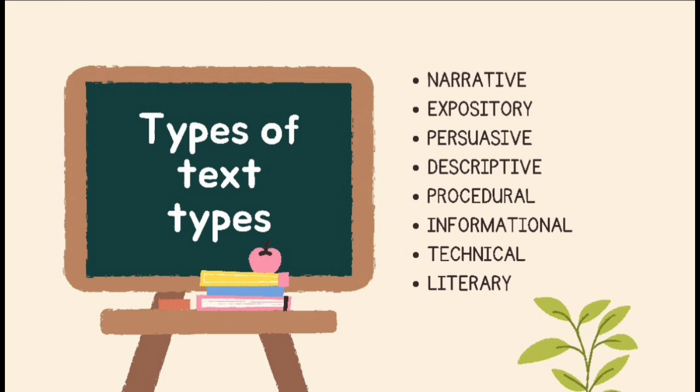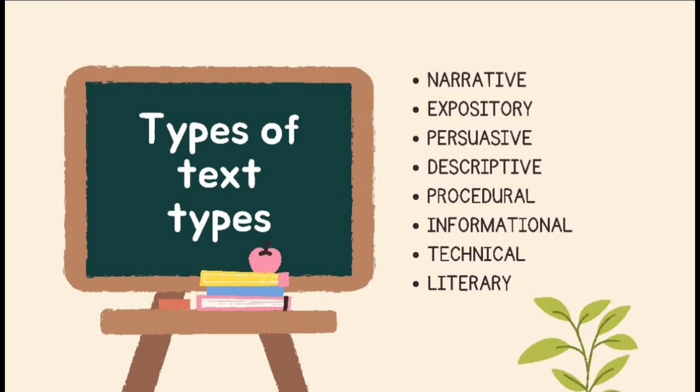Number 4. Descriptive. Goal: to create a clear picture in the reader's mind using sensory detail and imagery. Characteristics: focuses on creating a strong impression about a person, place, or thing. For example, travel writing, writing about nature, poetry, product descriptions.